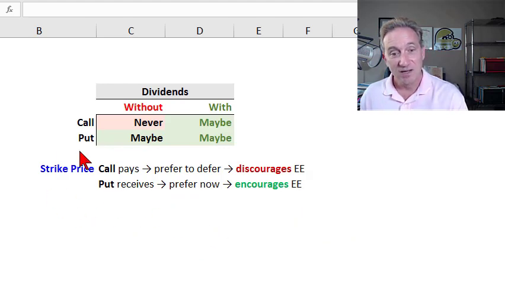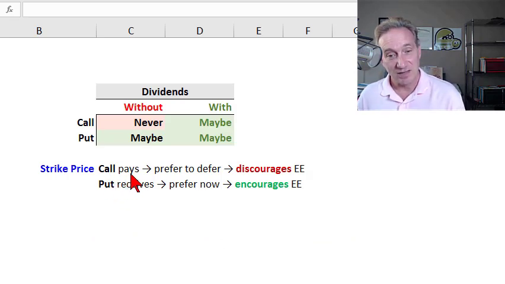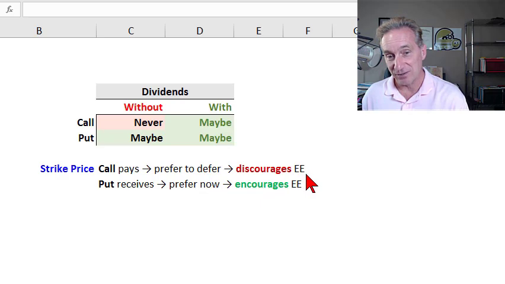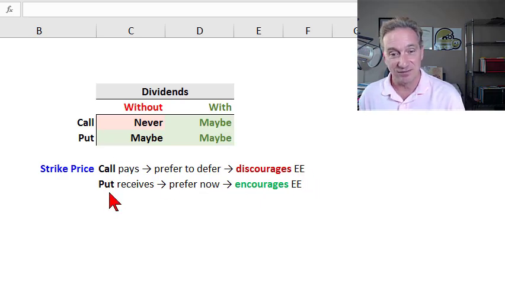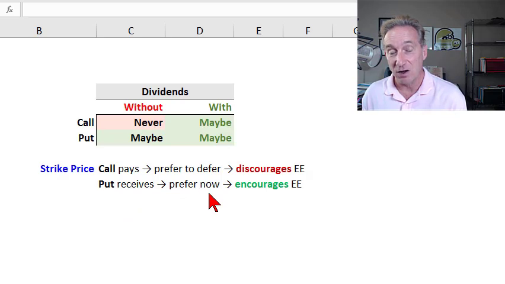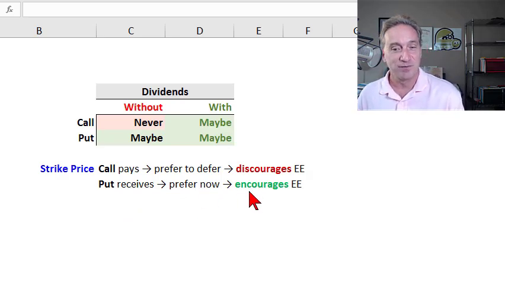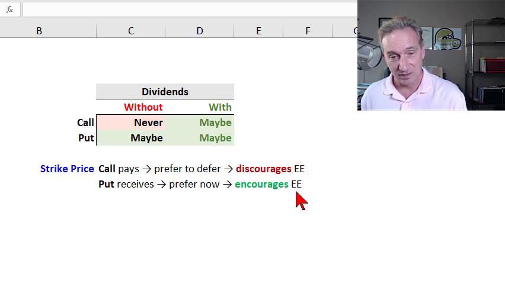And so, with respect to the strike price, you can see because the call pays that strike price as cash paid, and you would prefer to defer, that by itself discourages early exercise. And so you can start to see why there's a difference between the call and the put. The put, on the other hand, receives that fixed strike price, receives that cash, all other things being equal, prefers to receive it sooner, and that encourages early exercise.